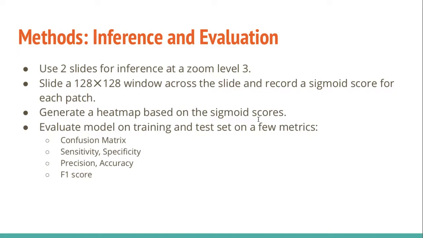And for evaluation metrics, since the dataset is really imbalanced, I don't think accuracy by itself can be representative of how good the model is. So I chose to use a couple of different metrics, including confusion matrix, sensitivity, specificity, precision, accuracy, and F1 score.